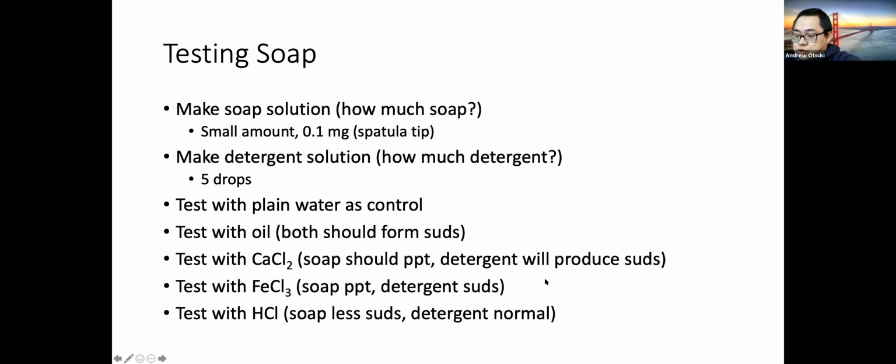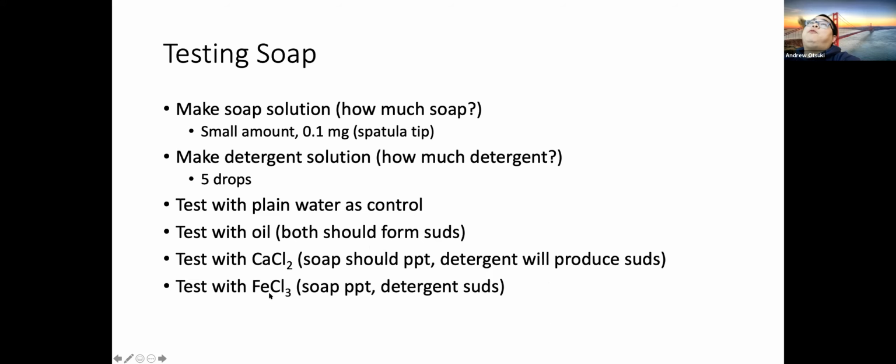Next, we're going to test with ferric chloride. Soap should precipitate again because iron is one of those minerals that make water hard. The reason we don't get precipitates with sodium and lithium is that their salts are readily soluble. So the soap should precipitate, while detergent will form suds again; detergent is really not affected here.